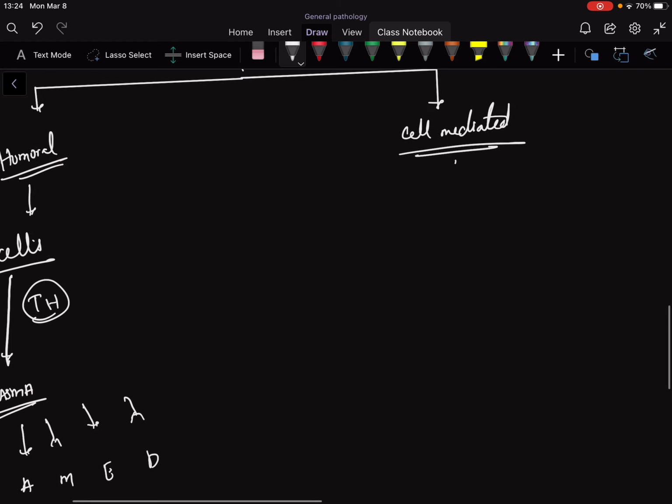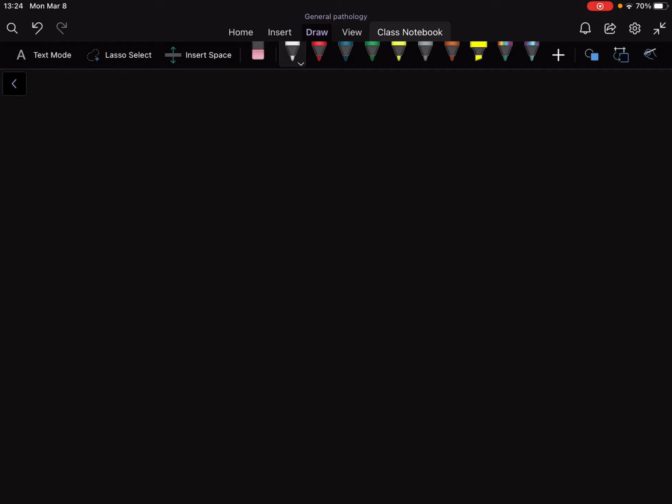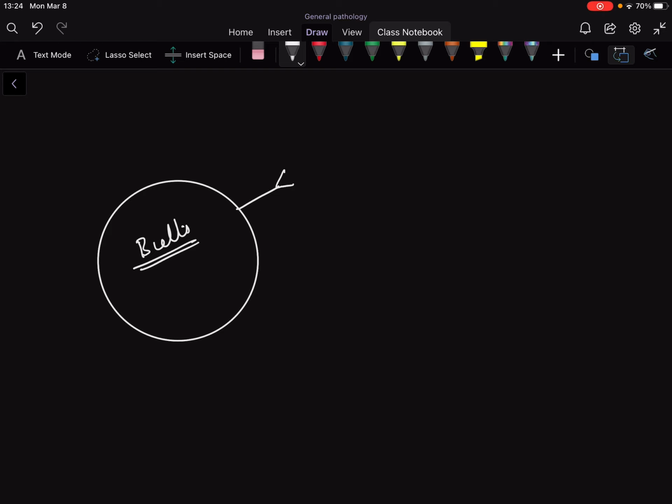In cell mediated immunity we will find mainly T cells, but today we will talk about B cells. So suppose this is a B cell here, it has certain receptors present on it. Here is a receptor, let me draw it clearly. So here the receptor is called the CD40 receptor.